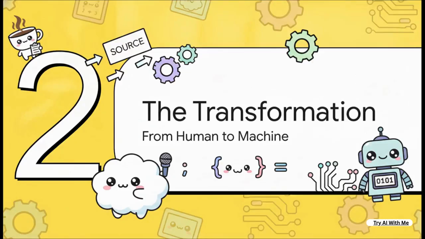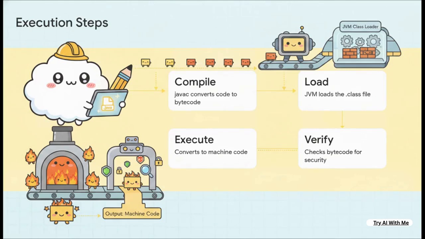Moving right along to section 2, the transformation, going from human to machine. You can think of your code's journey like a 5-step assembly line. First, you write your program in a .java file. Second, the Java compiler, or javac, steps in to convert that source code. Third, the JVM loads that newly created file right into memory using a class loader. Fourth, the JVM acts as a bouncer, verifying the code for security and correctness. And finally, step 5, it executes, turning it all into machine code for the final output.